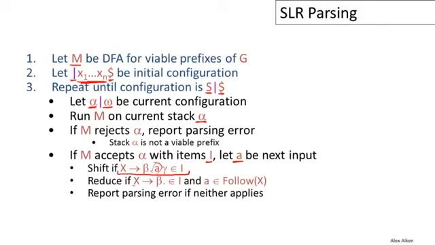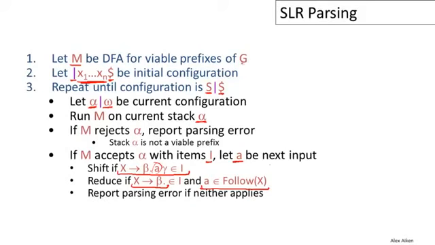And then we're going to reduce if there's a reduction item in the set of valid items, and the next input can follow the non-terminal on the left-hand side. So these are just the two rules that we discussed before. And then we'll report a parsing error if neither of these applies.